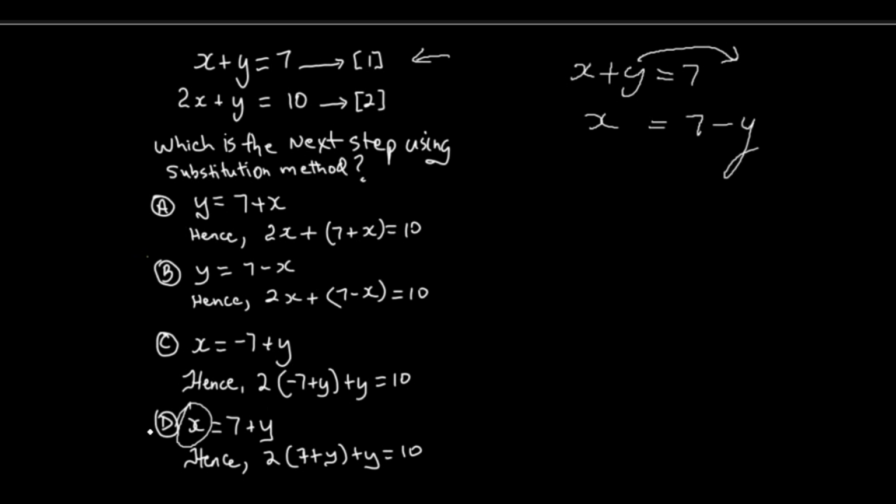Let's look at what we have for d. x equals 7 plus y. So we can clearly see that d will be out, because this is not 7 minus y, this is saying 7 plus y, so that's out.